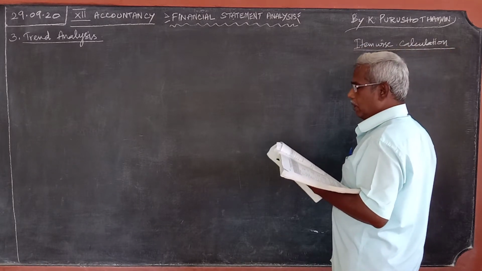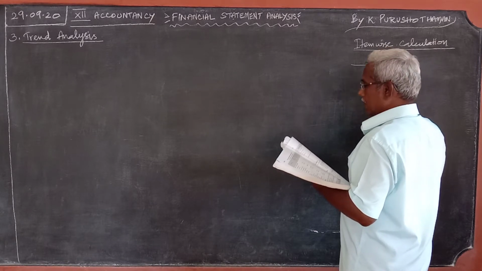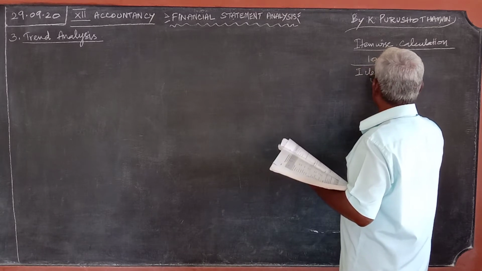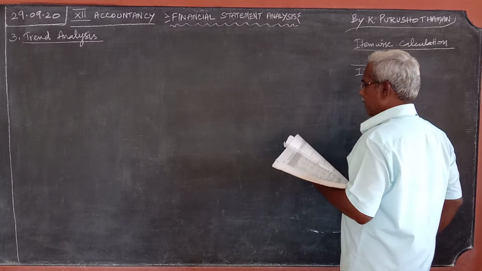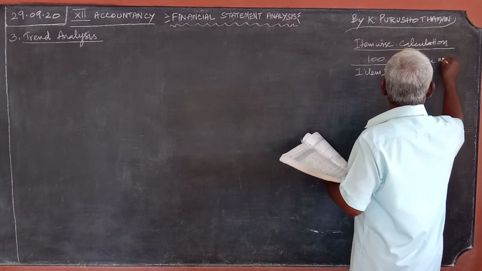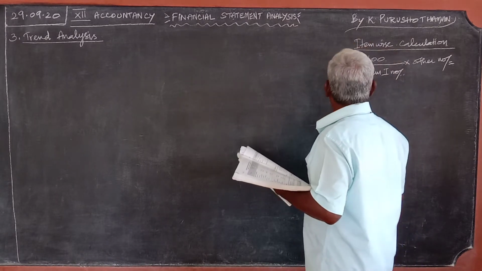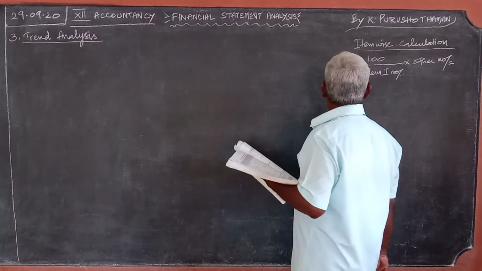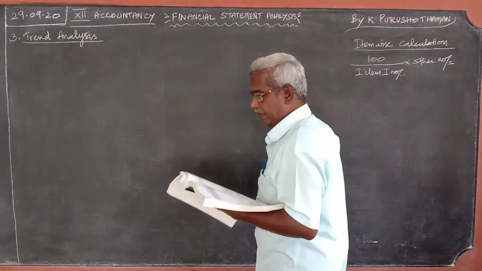What should be the formula for this? 100 by first item, first number, into other numbers. This is the formula coined by me, and you should remember: 100 by first item, first number, into other number.